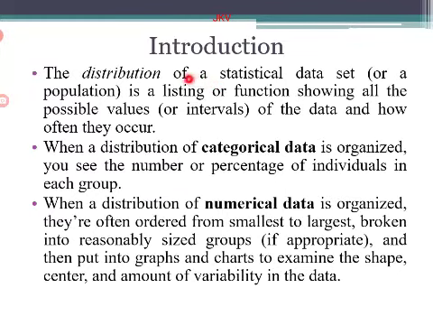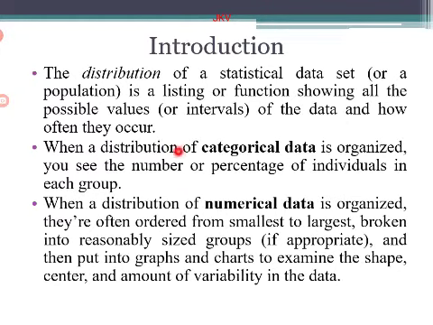Introduction part. The distribution of statistical data or population is a listing of functions showing all the possible values or intervals of the data and how often they occur. That is, the data and the frequency of the data. Together we can call it distribution.